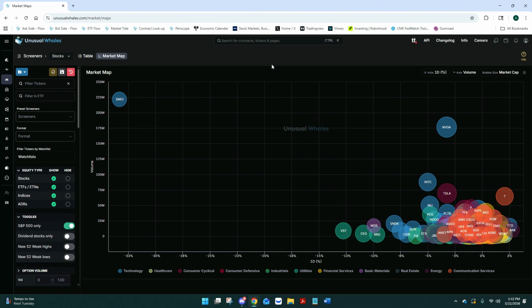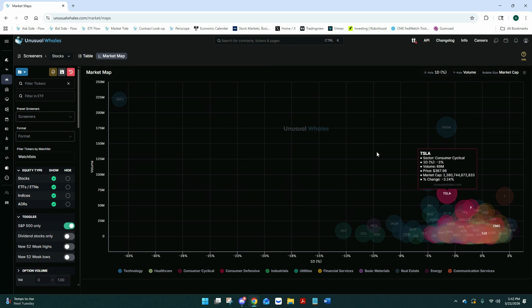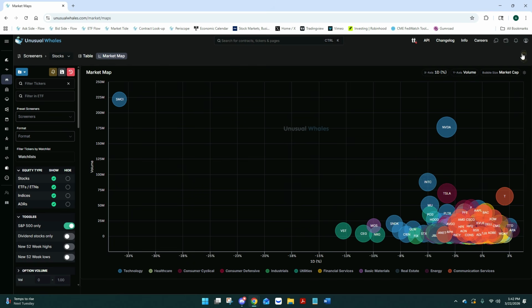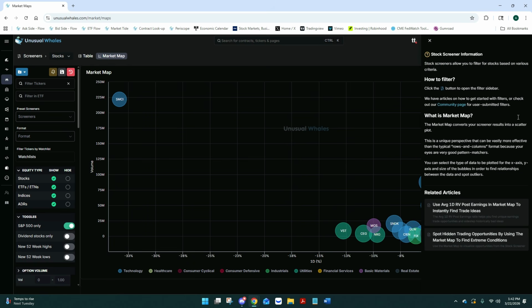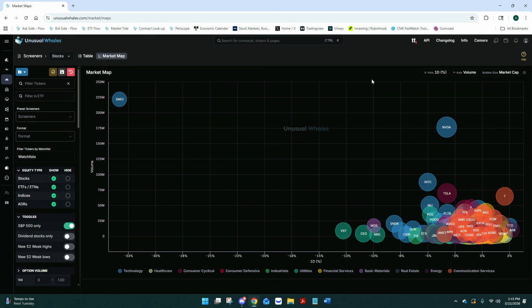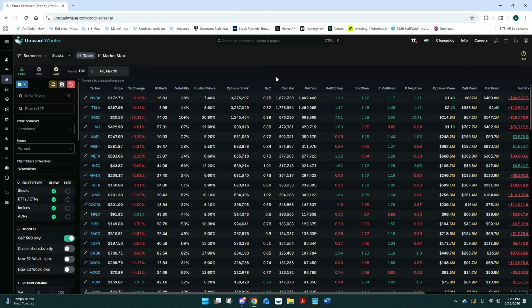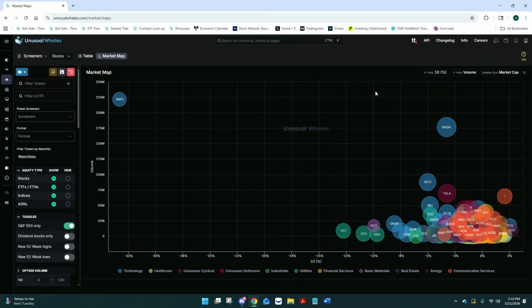Just a quick breakdown of what the market map is. It's your screener results in pretty much a bubble dot plot format, and it converts your screener results into a scatter plot, so you get that visualization. Versus if you're a numbers person, you can have this in table format. I'm a visual person, so I like the visualization here.